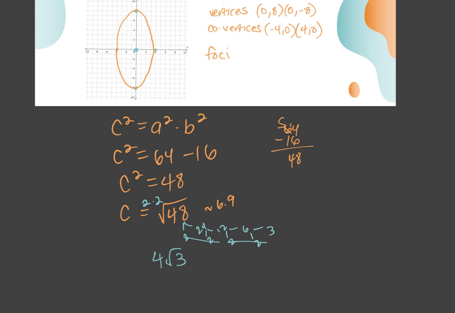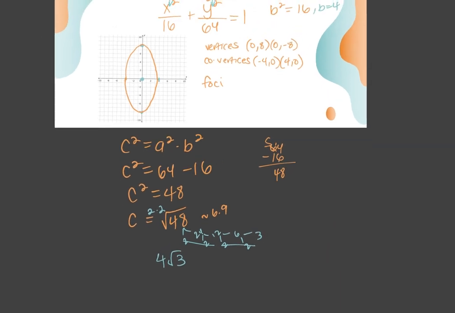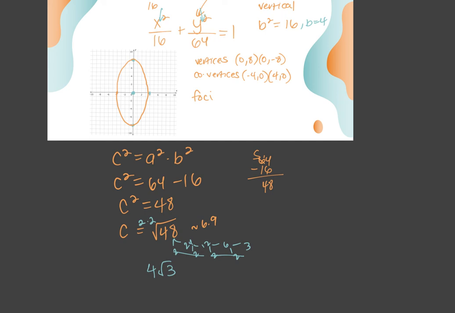Now, do I go up and down with the focus or right and left? Up and down, because that's the major axis. So on my graph, I'm going to go up and down 6.9. So I'm going to estimate it because it doesn't have to be perfect. And that's your focus, or your foci, because there's 2 of them. To give the answer as coordinate points, it is 0, 4 root 3 and 0, negative 4 root 3. So you could also write that as 0, plus and minus 4 root 3.